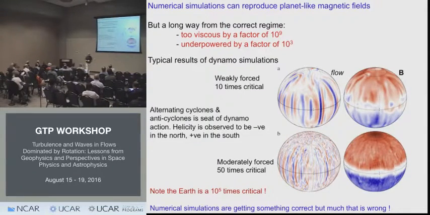The second point is that they're typically very underpowered. So what do I mean by that? A lot of the simulations about 10, 15 years ago would have been about 10 times critical. So the heat flux is about 10 times that which would first kick off convection. And the sort of flow pattern you get at 10 times critical is this. The flow pattern is these cyclones and anticyclones arranged around the inner core, packed full of helicity, generating the dynamo. That's where the dynamo resides.